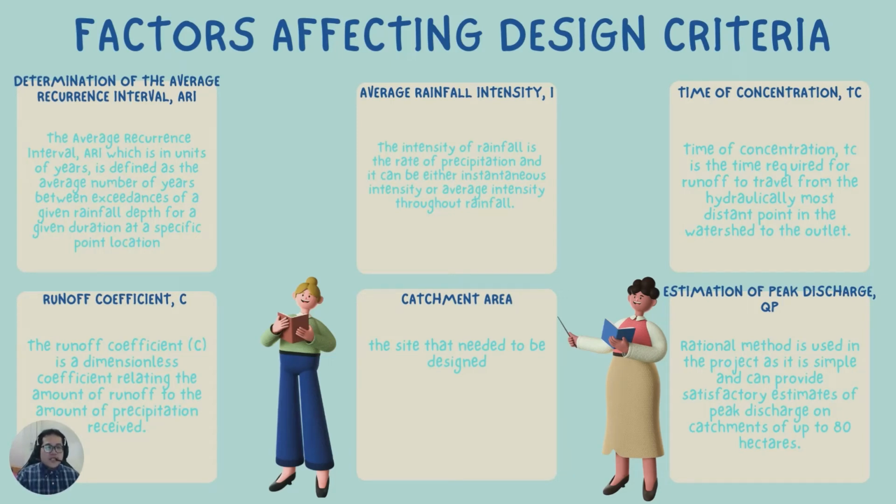The first one is the determination of the average recurrence interval, ARI. The second one is the average rainfall intensity, which is denoted as I, time of concentration Tc, runoff coefficient C, and catchment area. Later I will show this to you. The last one is the estimation of peak discharge Qp, which is the most essential in designing this temporary earth drain.